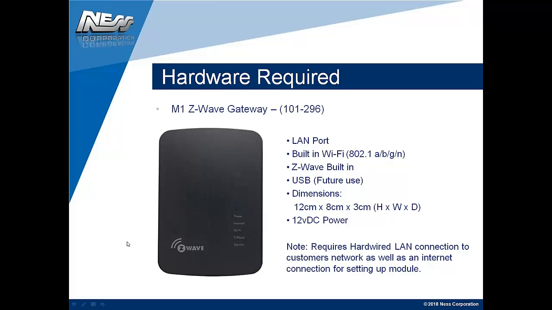So it's a very small size. If you imagine, it's a bit bigger than a cigarette box in layman's terms. It's got a LAN port on there. There's built-in Wi-Fi, so it communicates back to the customer's router on Wi-Fi. USB for future use. So effectively what you're doing, you're powering it up off 12 volts, plugging it into the customer's LAN, and it then communicates with the M1.